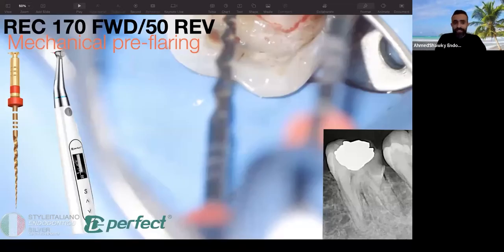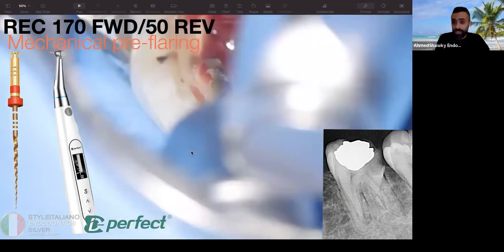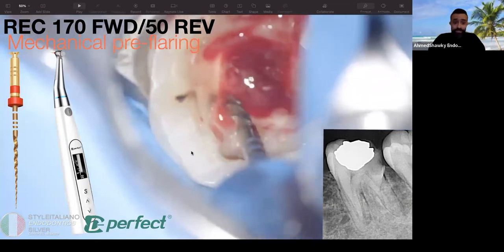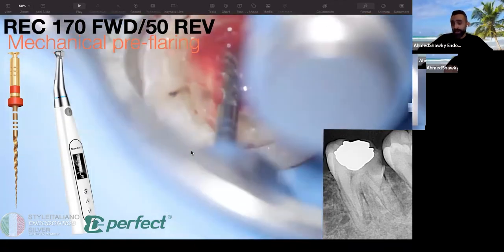Let's see here. I adjusted the motion in the motor to 170 in the forward direction because this is the direction of the blade, and 50 in the reverse, which is the unloading. I usually prefer to do the pre-flaring with a hard alloy like the gold alloy, the MG3 gold, and I complete with the flexible martensitic blue files. So here in this case with a radix entomolaris, we have a lot of curvature. I started with the MG3 gold because it has high cutting efficiency and is a strong file, 25 or 6 to the outer wall to pre-flare just to remove the coronal resistance.